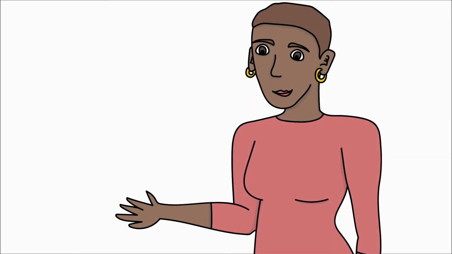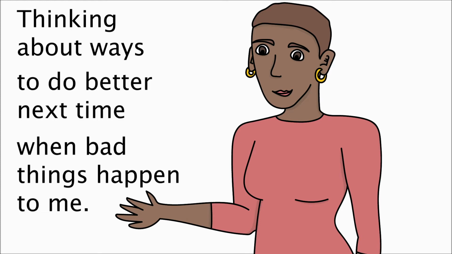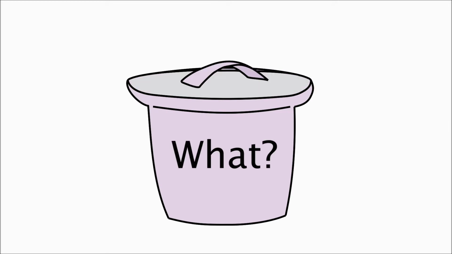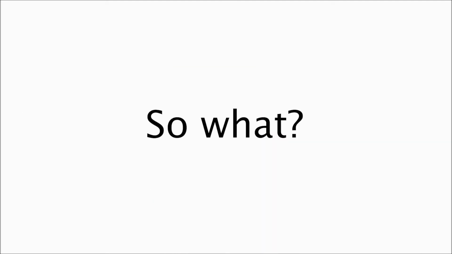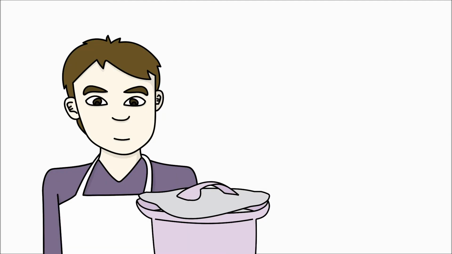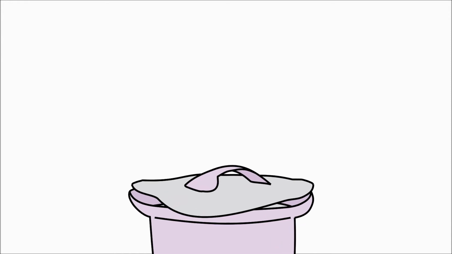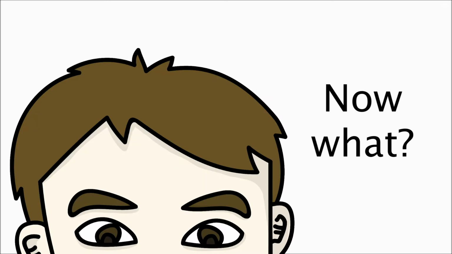Let's look at an example. A pottery class provider is working on a specific skill, thinking about ways to do better next time when bad things happen to me. She may have students make a delicate lid to a pot. This is our what. After students try this, they must ask, what happened? What were the results? This is our so what. Before trying again, students must ask, what do these results imply? How did I influence the outcome? With all this in mind, the students are ready for their second attempt, asking themselves, now what? Or what will I do differently next time?